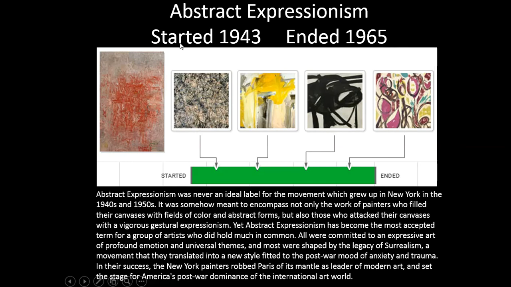Abstract Expressionism started 1943, ended 1965. Abstract Expressionism was never an ideal label for the movement, which grew up in New York in the 1940s and 50s. It was somehow meant to encompass not only the work of painters who filled their canvases with fields of color and abstract forms, but also those who attacked their canvases with a vigorous gestural expressionism.